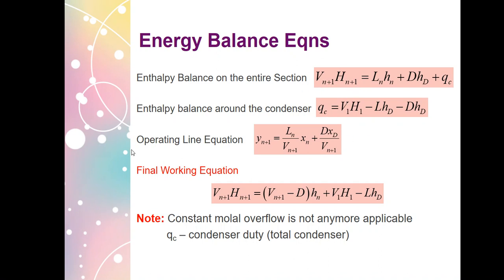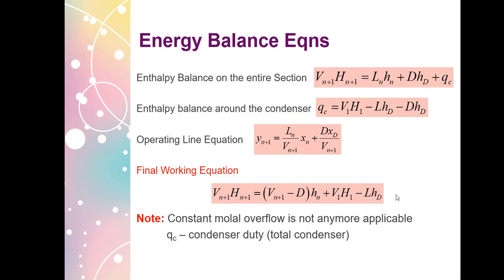Now this is the operating line for your upper part of the column when you're doing energy balance on the upper portion, because your goal is you'd like to find the condenser duty. So your final working equation rather for the entire column, not just the top of the column, will be this one.